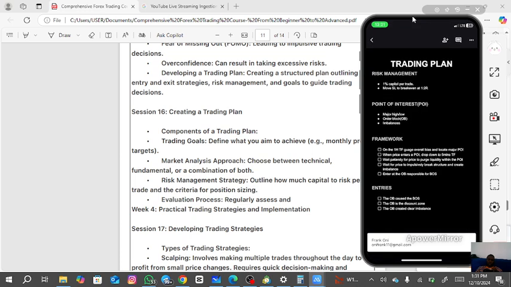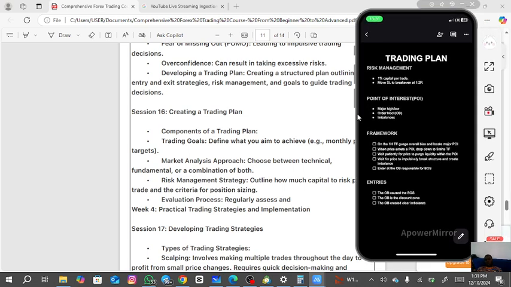All right, here it is. As you can see, my trading plan has risk management and the technical part of it, which is point of interest, framework, entries, and other stuff. The only thing that is not here is the targets, like monthly targets. That can help you, but it's not necessary. You mustn't have that, but if you decide to put it, it's up to you.